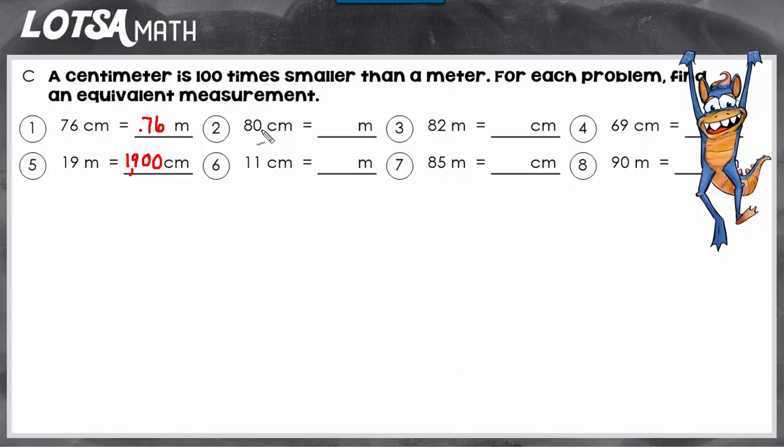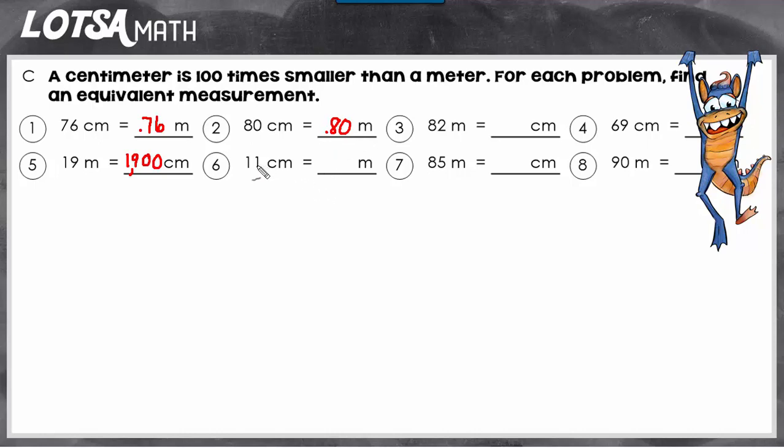So we can think about place value relationships and move the decimal 2 places to the left, which is just the same thing as moving the digits to the right to a smaller place value. So we would end up with 80 hundredths of a meter. 80 centimeters equals 80 hundredths of a meter, or 8 tenths of a meter.